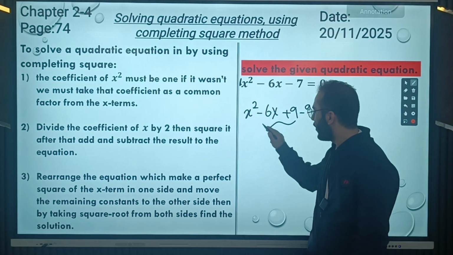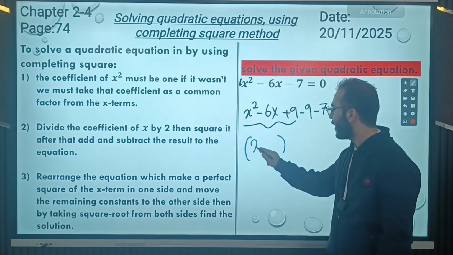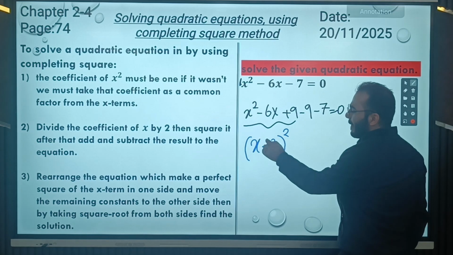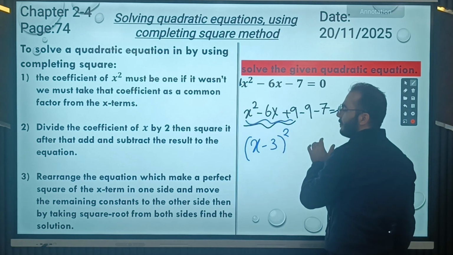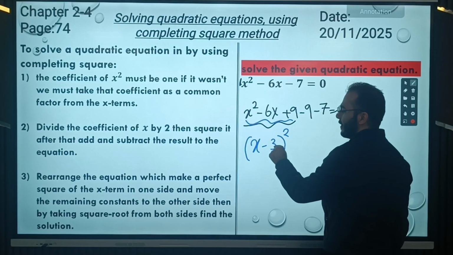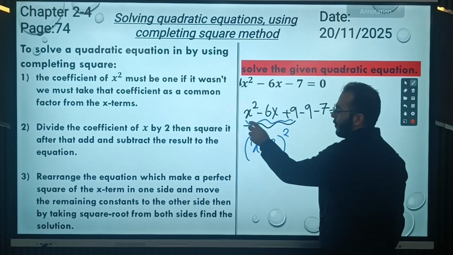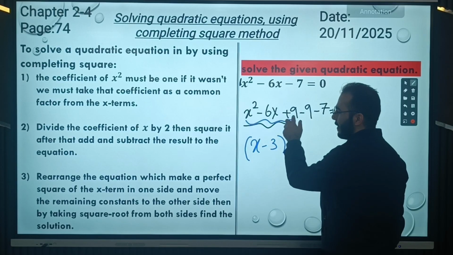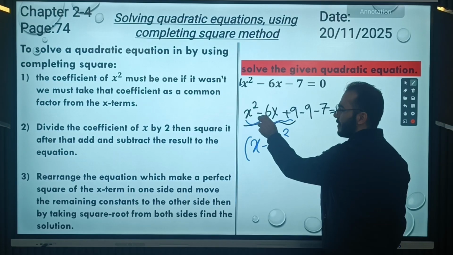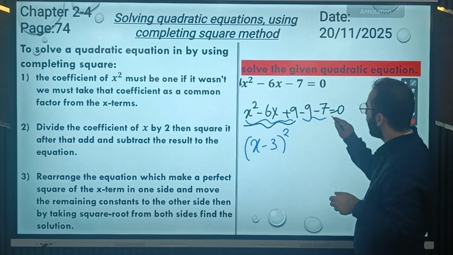So the first 3 terms always make a perfect square form, which is x minus 3 powered by 2. How did I know it? If you expand this one, you are going to get this: first term powered by 2, 2 times first times second, negative 6x, and negative 3 powered by 2, positive 9. So this x squared comes from x times x, I took 1x. This 9 comes from 3 times 3, I took 3. And since the first sign is negative, inside this it's going to be negative. What will remain? Negative 9.